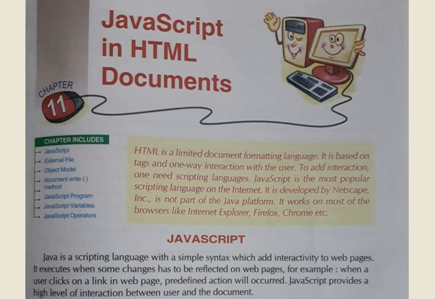HTML is a limited document formatting language. It is based on tags and a one-way interaction with the user. To add interaction, one needs a scripting language. To interact with the HTML language, we need a scripting language.